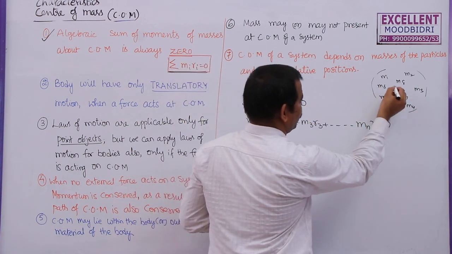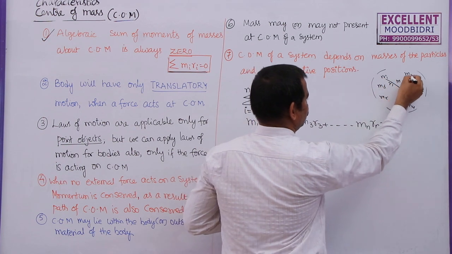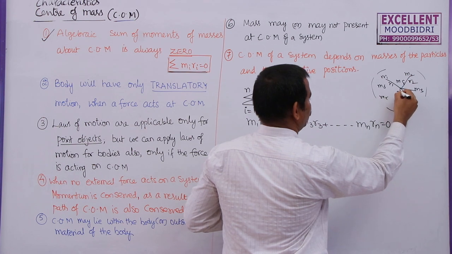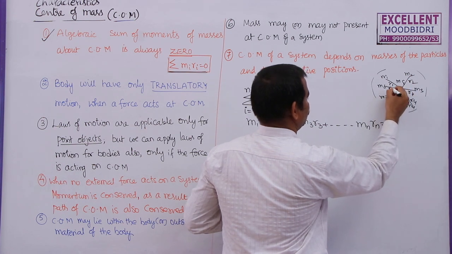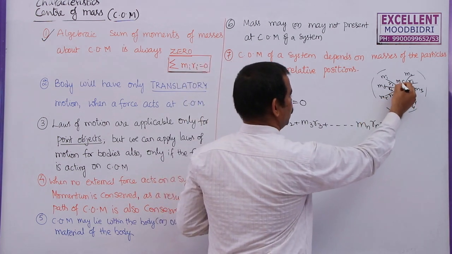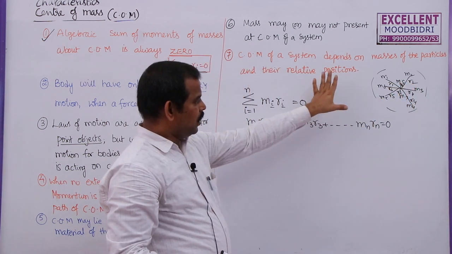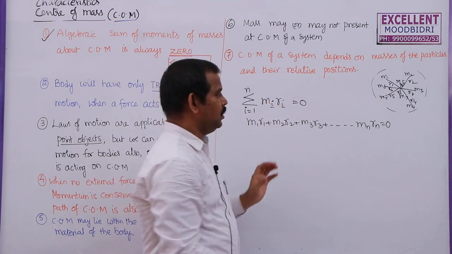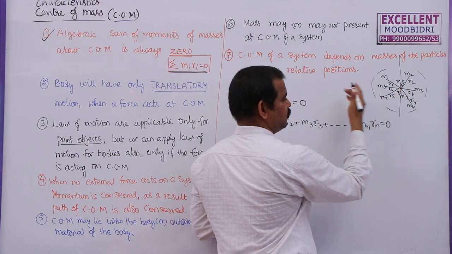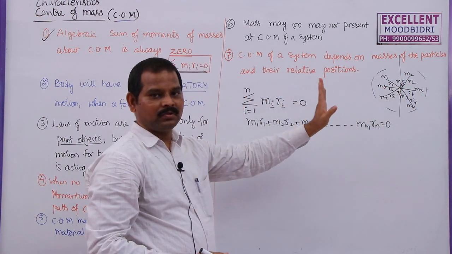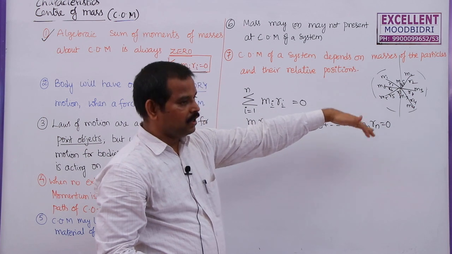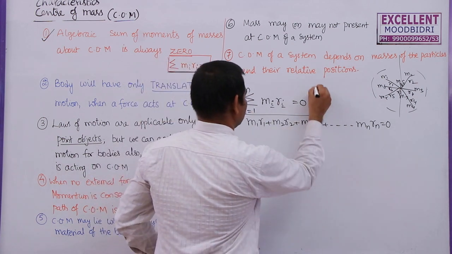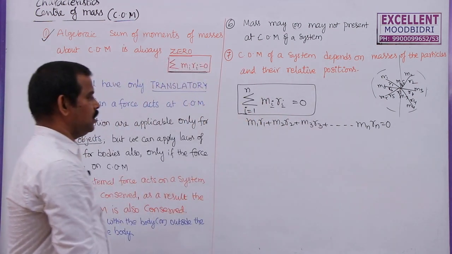Now what is the distance of m1 from this center of mass? This is r1, r2, r3, r4, r7, r5, r6. Similarly, this is r8. If you find all these moments, that is m1 into r, and add them, because as we know, these are the left side moments and these are the right side moments. Right side moments are always clockwise moments, which should be taken as negative, and the left side moments are positive. So as a result, the sum of all these moments of mass is always 0.